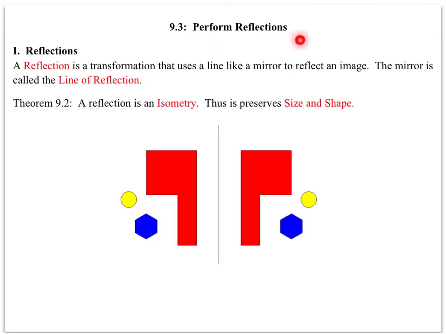This lesson is all about reflections. So we're going to take a line, and this line, imagine it being a mirror, is known as the line of reflection. You're going to take a pre-image and reflect it in the mirror, and this reflection, its image, is basically the same thing reversed. It's flipped. A reflection is an isometry.